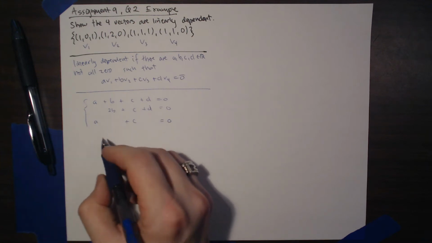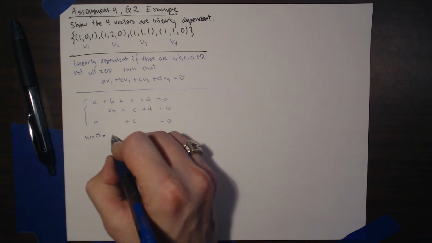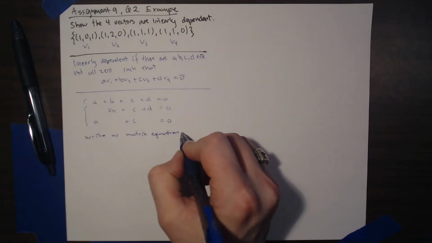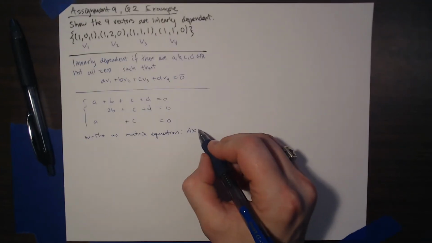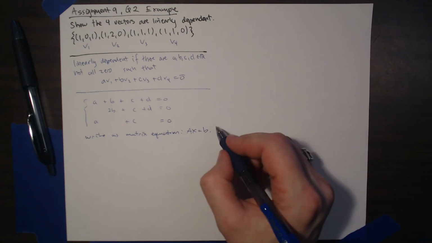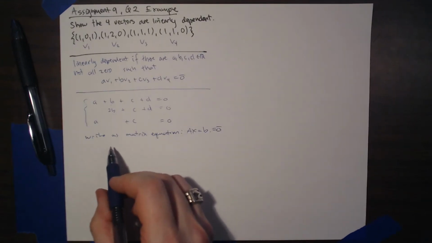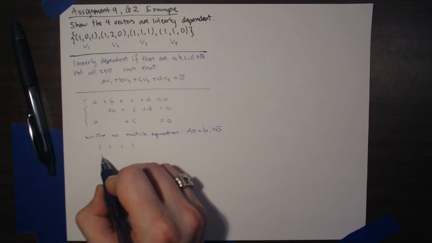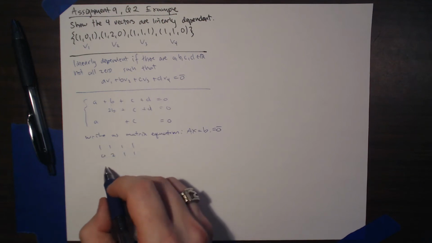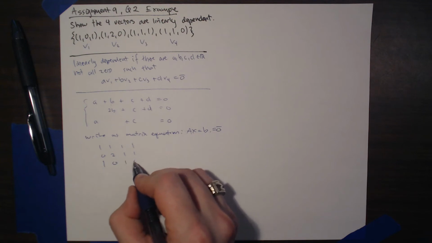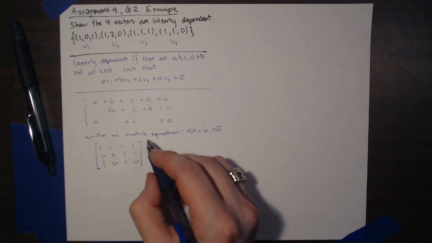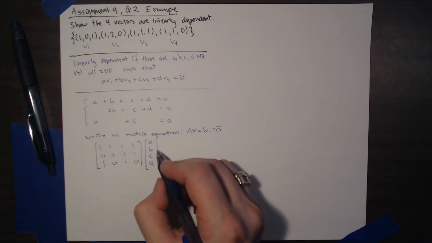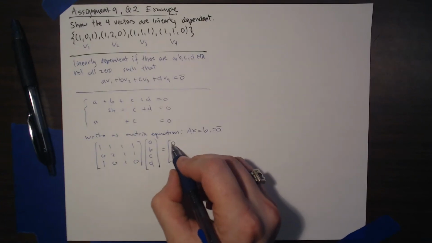Now we can write this as a matrix equation. Alright, so AX is equal to B. In this case B is equal to the 0 vector. So our coefficient matrix would be 1, 1, 1, 1 for the first row, 0, 2, 1, 1 for the second row, and 1, 0, 1, 0 for the third row. So the coefficient matrix times the solution vector a, b, c, d is equal to the 0 vector: 0, 0, 0.